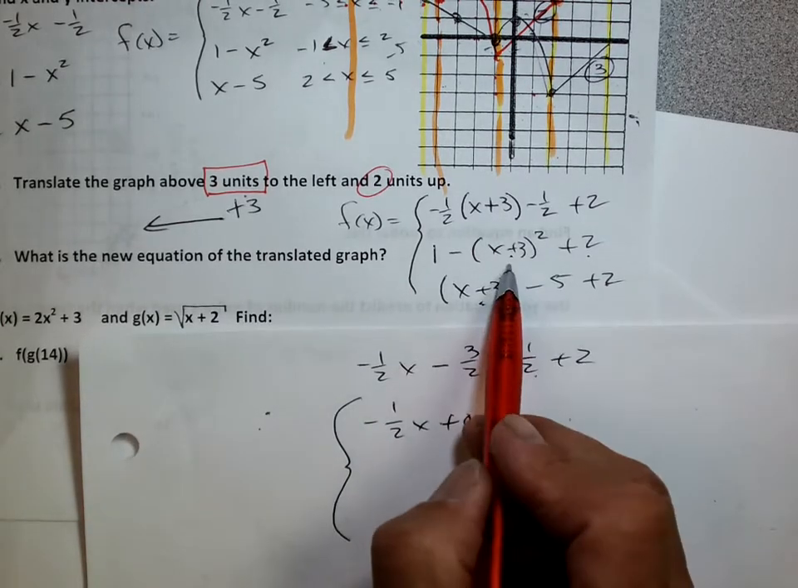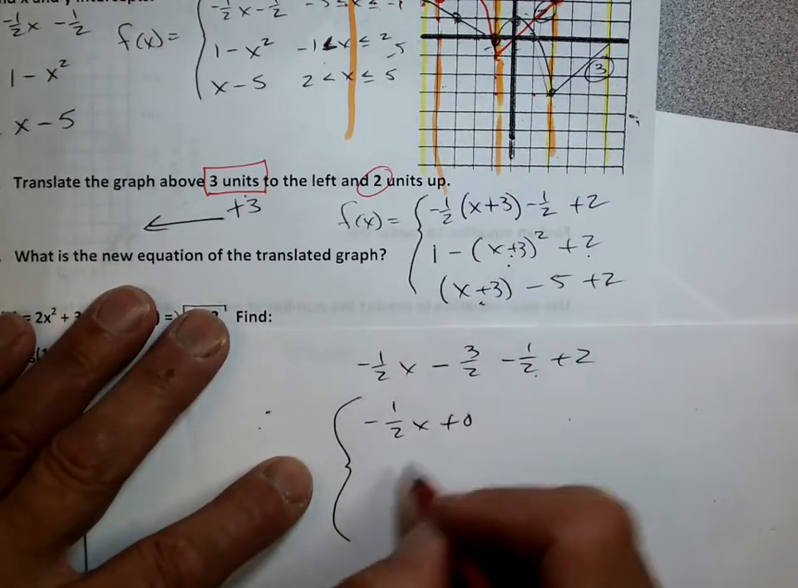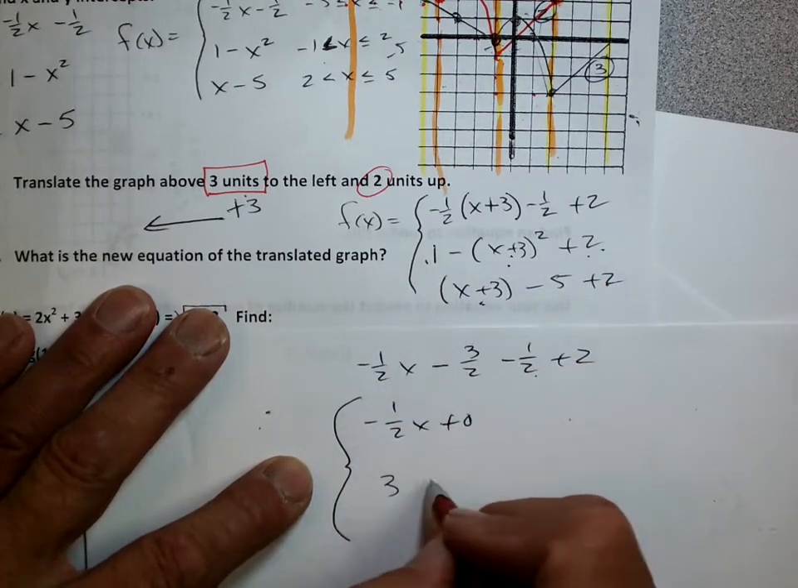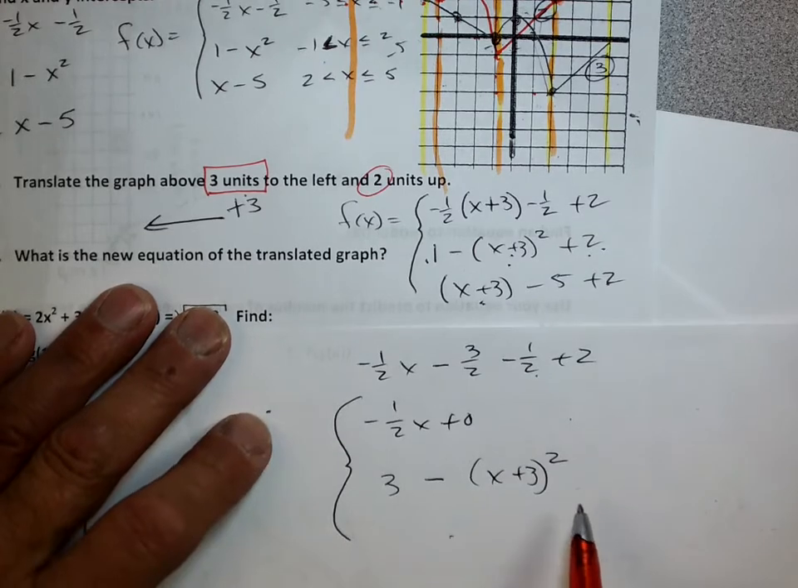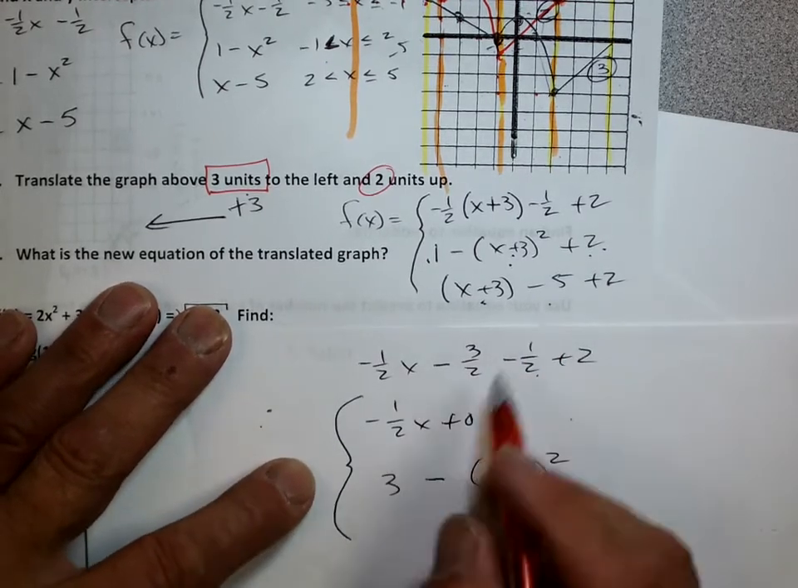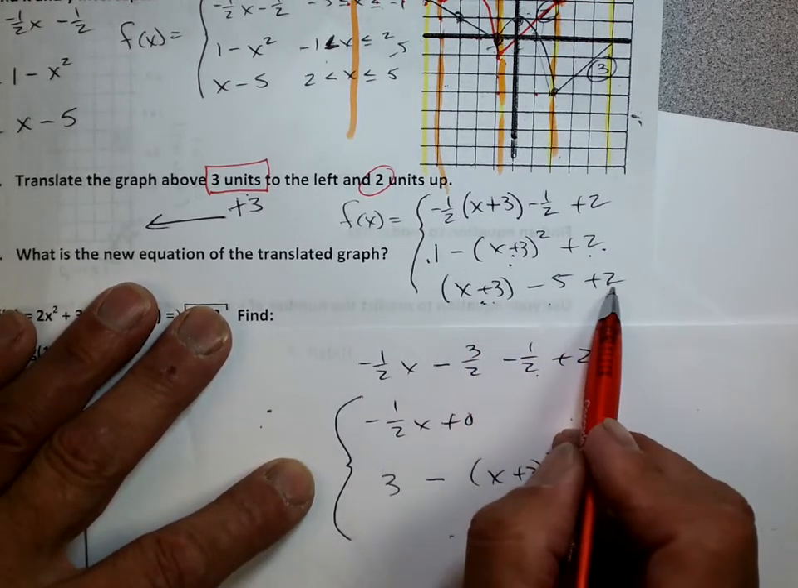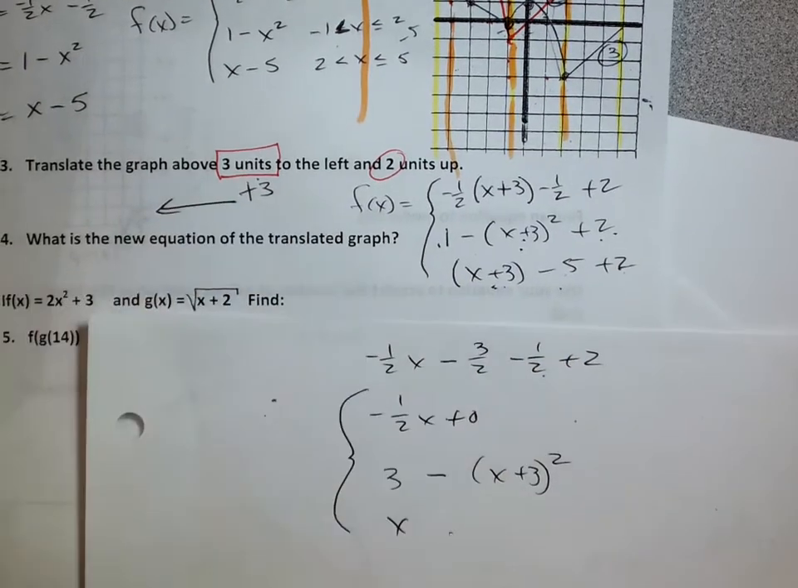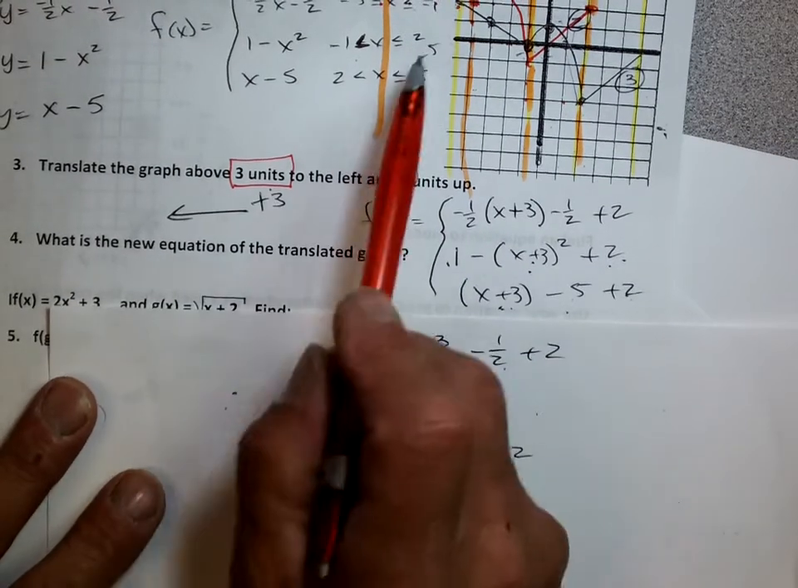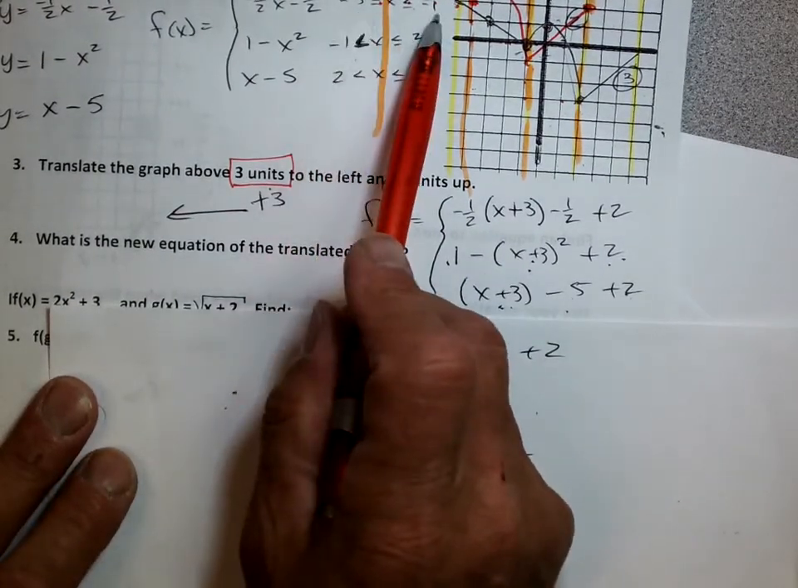And then this one would simplify to a 3 minus an (x plus 3) squared. And this graph would turn out to be, let's see, 3 plus 2 makes 5. That'd be 0 also. That'd just be an x. Now, because their borders moved, then the constraints, this negative 5 to negative 1, is going to go back by 3, right?